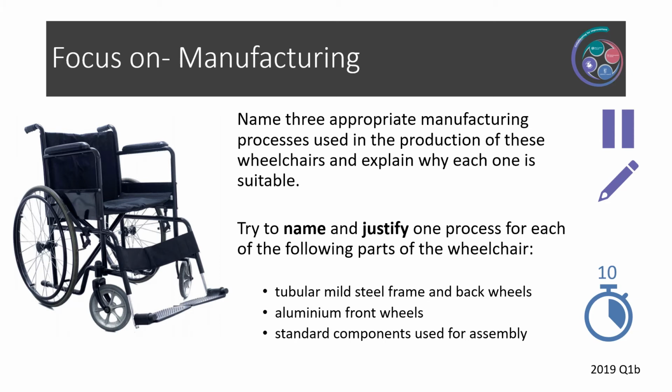I'd like to try and name and justify one process for each of the following parts of the wheelchair: the tubular mild steel frame and back wheels, the aluminium front wheels, and the standard components that have been used for assembly. This question should take you no more than 10 minutes to complete, and it is question 1B from the 2019 past paper. Pause the video now and answer your question.